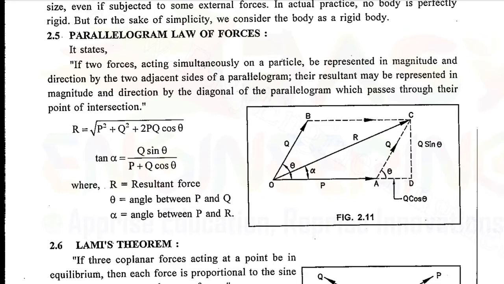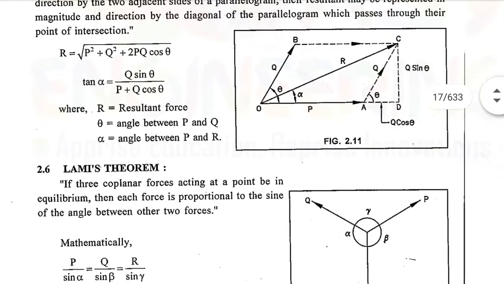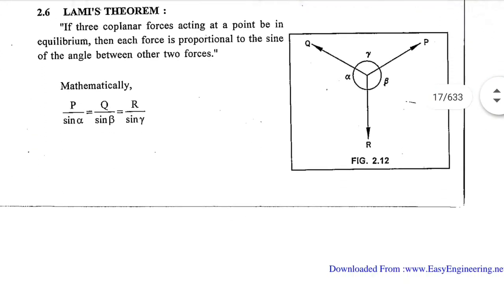So next one, Lami's theorem. 2.6 Lami's theorem. If three coplanar forces acting at a point are in equilibrium, then each force is proportional to the sine of the angle between the other two forces. Now consider these three forces P, Q and R. The angle between Q and P is gamma, the angle between Q and R is alpha, and the angle between P and R is beta. So now mathematically, P by sin alpha equals Q by sin beta equals R by sin gamma. So this one is Lami's theorem.